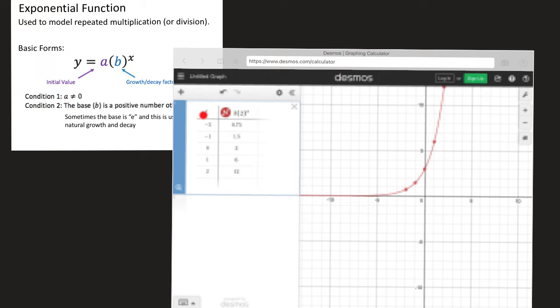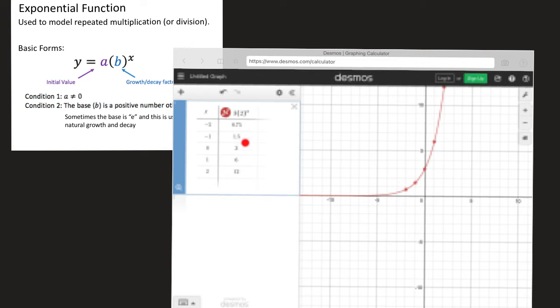So here I have x being the input, and the function is 3 times 2 to the x power. So my initial value, which is also represented as my y-intercept on the graph, is at 3. Then, for each x value, my function's values are being multiplied by 2. So 3 times 2 to the x power. When x is 1, I've multiplied 3 by 2 one time. When x is 2, I've multiplied 3 times 2 two times. So 3 times 2 is 6, times 2 again is 12.